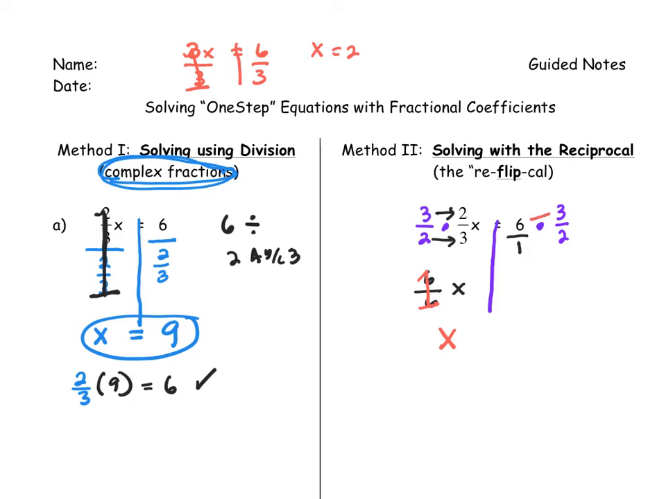So we're going to multiply straight across again, and I'm going to get 18, and then 1 times 2 is 2. And if I reduce that 18 over 2, or 18 divided by 2, I get that same 9 that I had last time. So whichever method we use, it's the same.